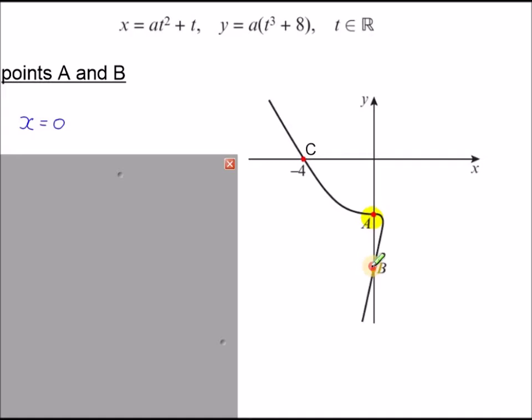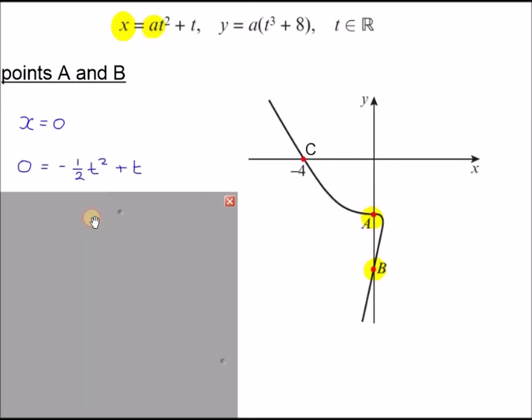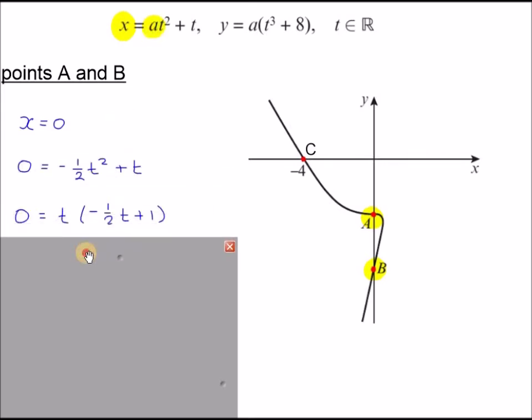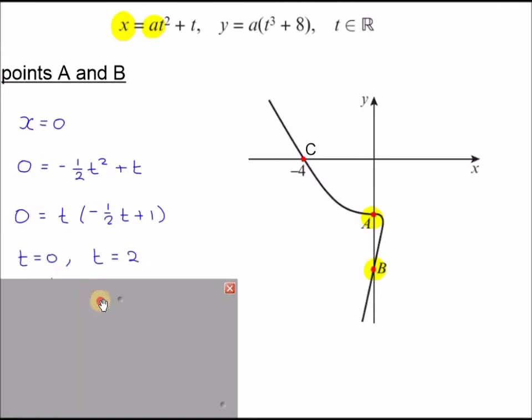For points A and B, x is equal to 0. So if you put x equals 0 in here, we already know the value of a. And then solve, factorizing, so t equals 0 or t equals 2. So if we're moving along the curve in this direction, t equals minus 2, the next point will be t equals 0 here, and then point B will be t equals 2. So we have the parameter value for all of these 3 points.